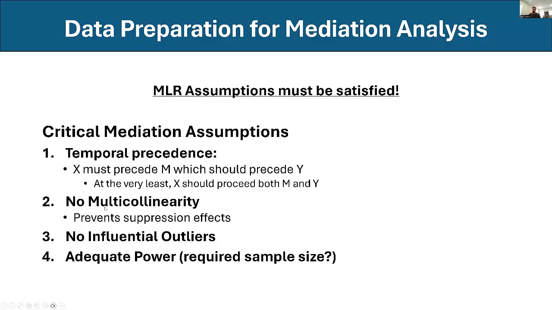We're going to mean center variables for that reason as well. It does help to prevent suppression effects. We're going to talk a bit about suppression because it came up in this example, so it's worth going through the steps. Same, no influential outliers.